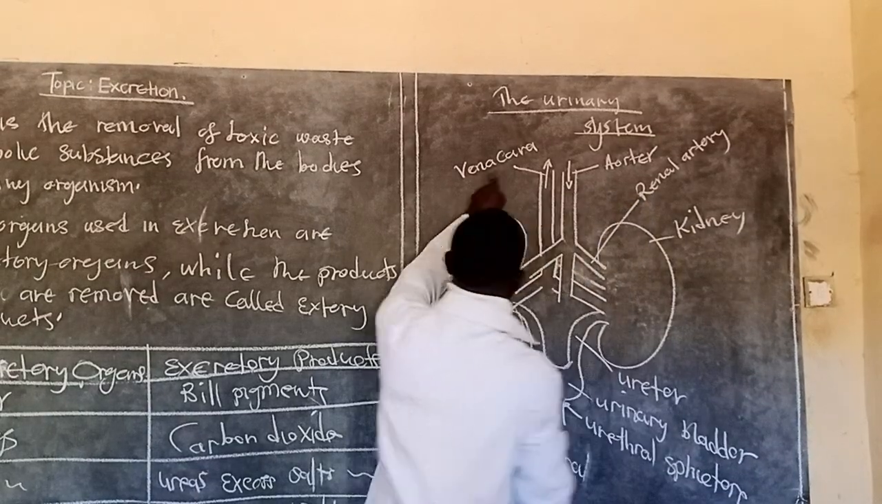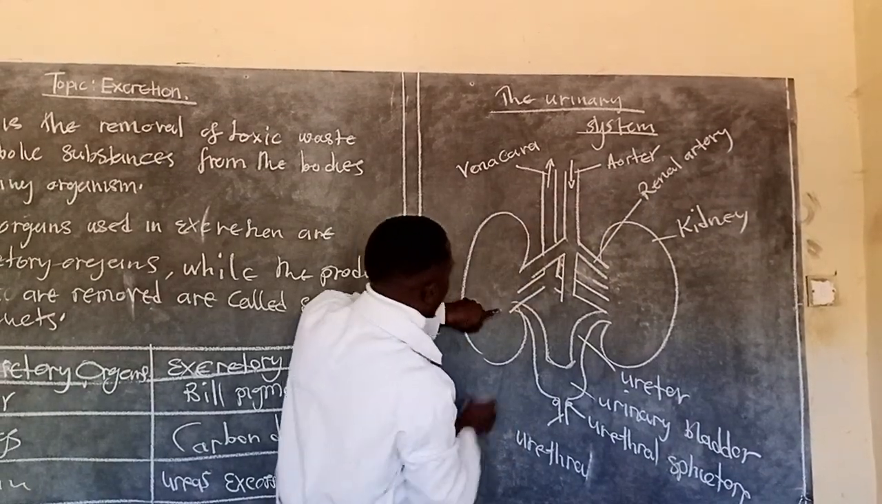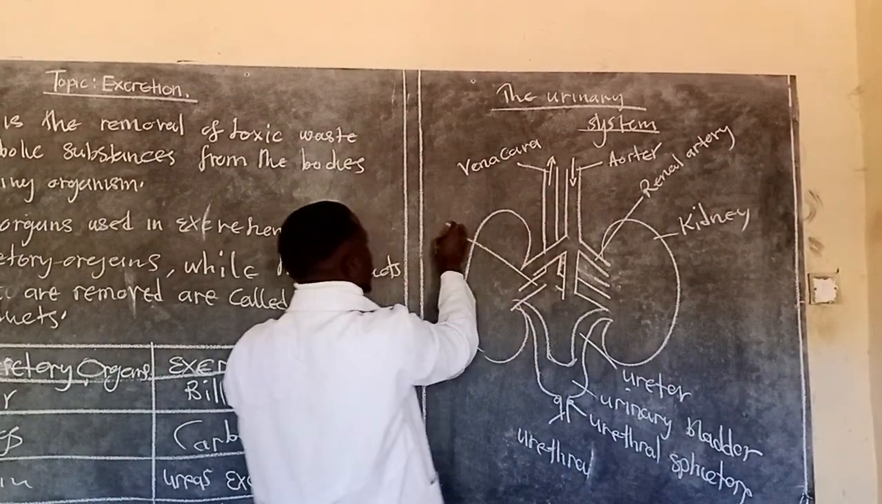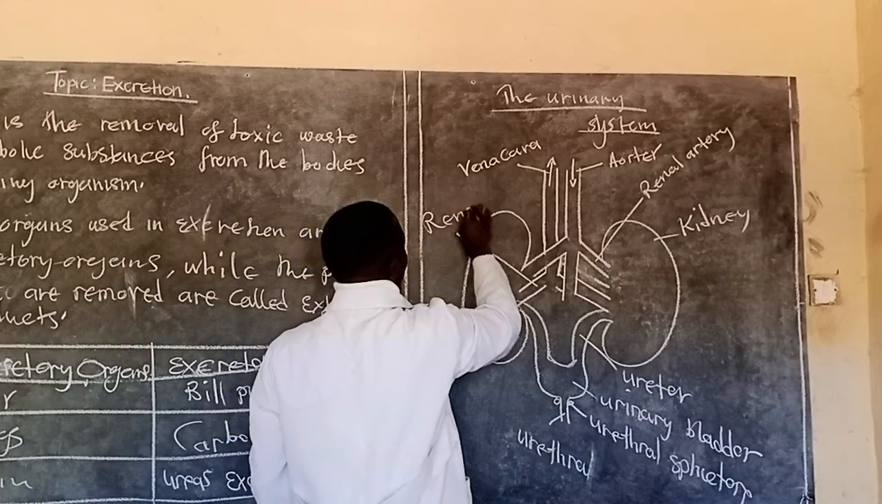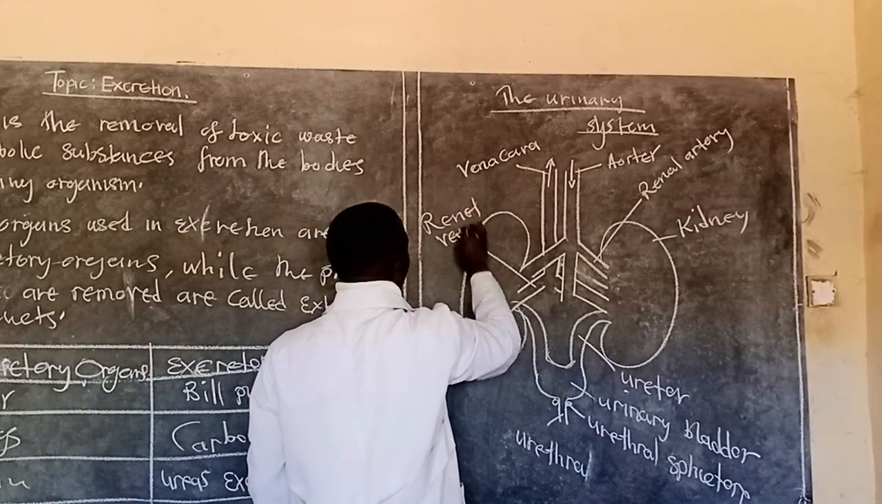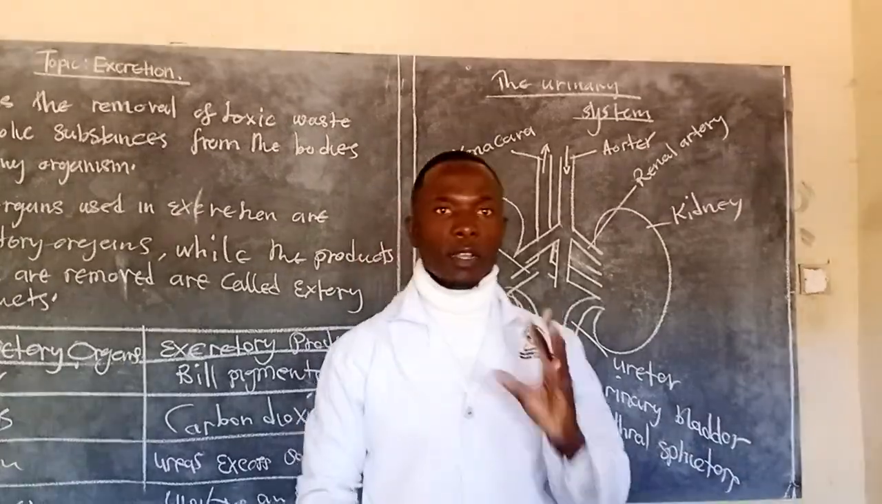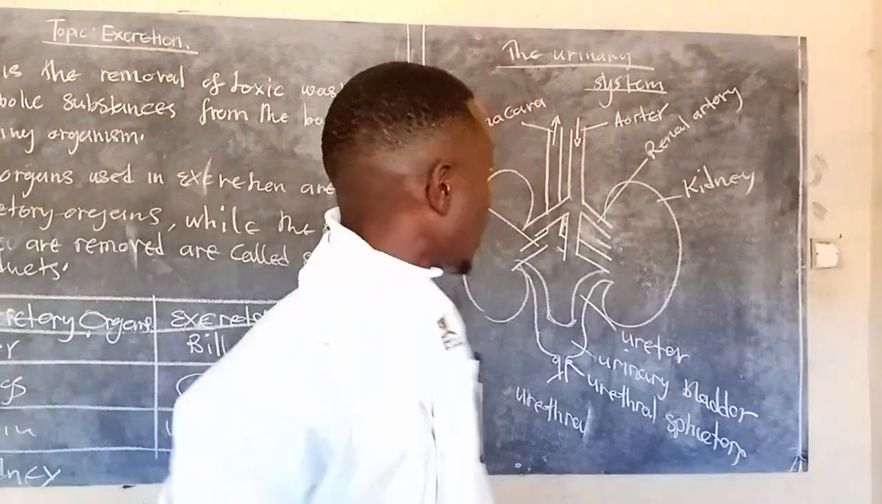Then this one, you see, this is the vena cava. The tube that is connecting to the vena cava is what we call the renal vein. Now, let me explain these functions one by one.